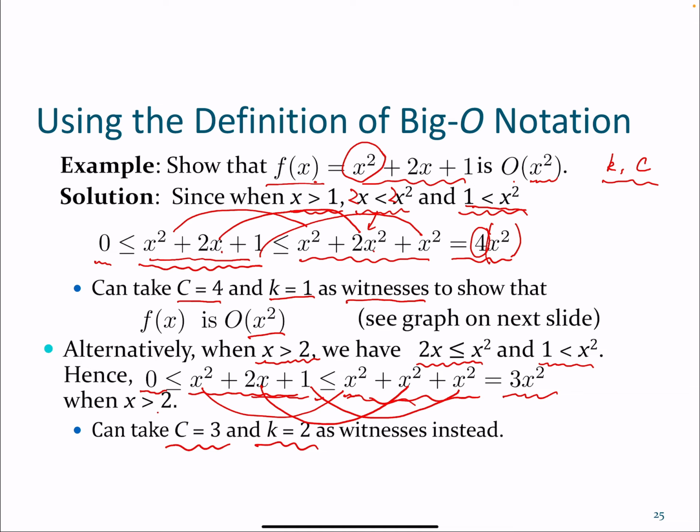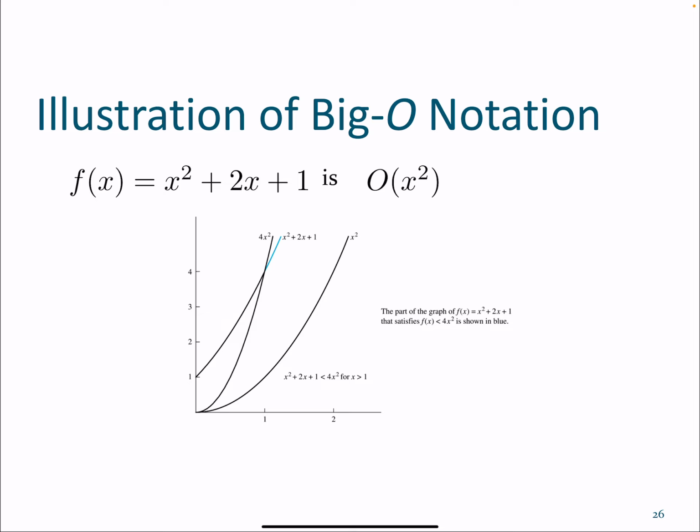And we can see that the growth of a polynomial is dominated by the highest order term. On the picture, you can see here this function is x squared, and this is f(x), the polynomial. And if we multiply x squared by 4, it becomes this one. You can see after x is greater than 1, f(x) is smaller or equal to 4x squared.